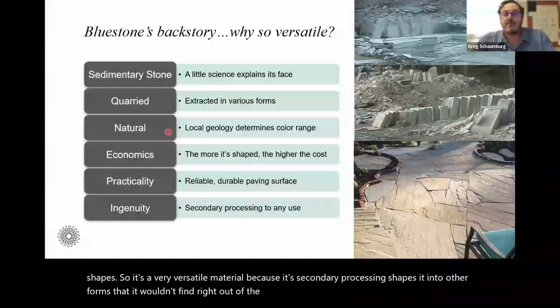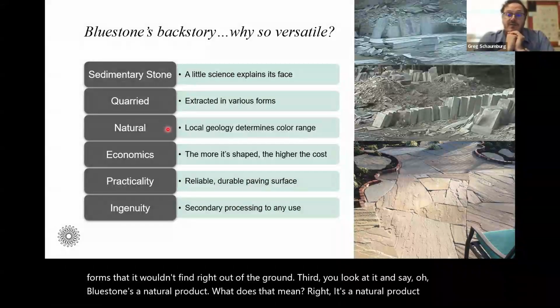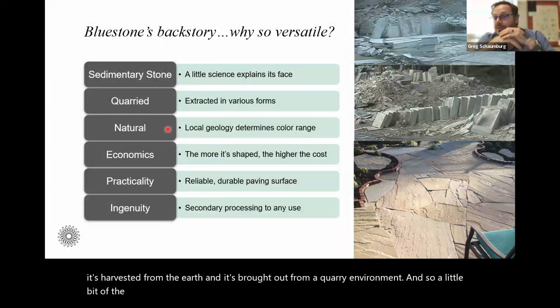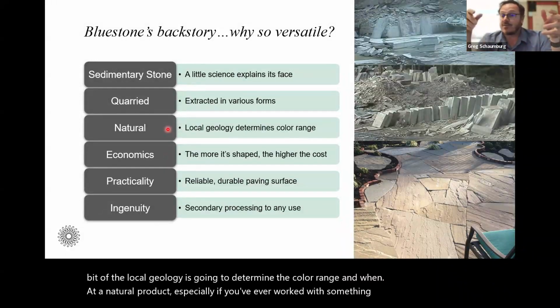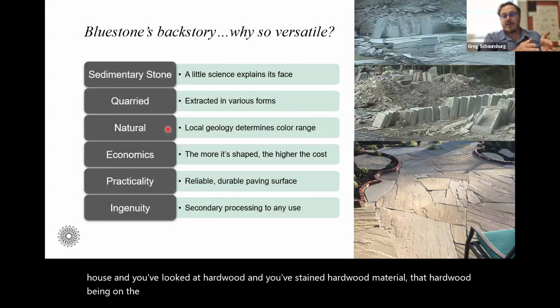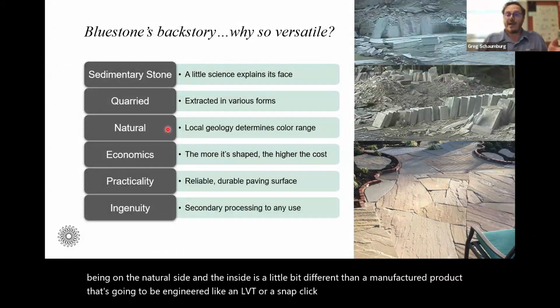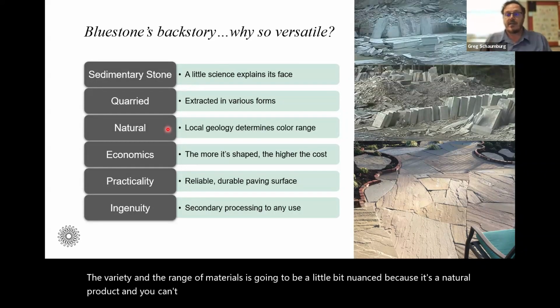Third, you'd look at it and say, oh, bluestone's a natural product. What does that mean? It's a natural product, meaning it's harvested from the earth and brought out from a quarry environment. A little bit of the local geology is going to determine the color range. When you look at a natural product, especially if you've ever worked with something on the inside of a house, like hardwood that you've stained, you know that hardwood, being on the natural side, is a little bit different than a manufactured product that's engineered, like an LVT or a snap-click flooring. The variety and the range of materials is going to be a little bit nuanced because it's a natural product, and you can't always exactly anticipate what it's going to do when you bring it out of the ground and expose it to the elements.